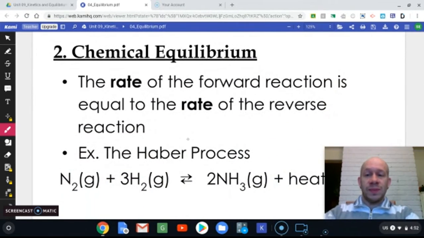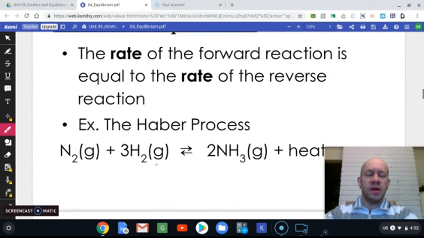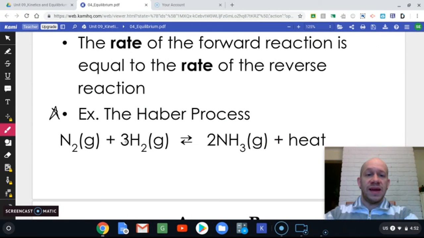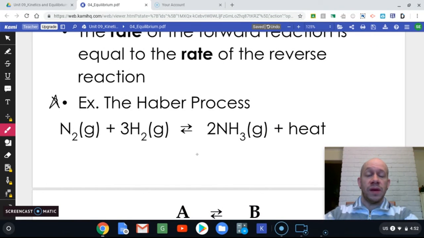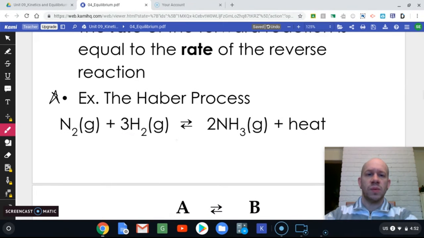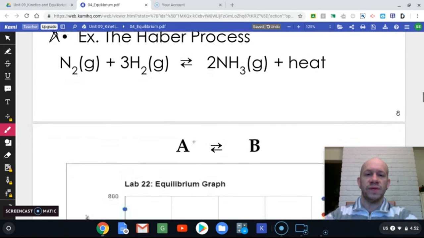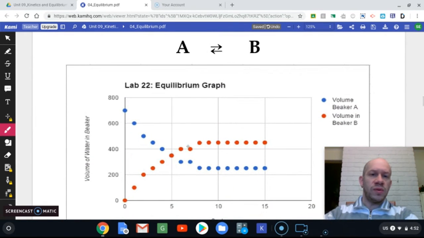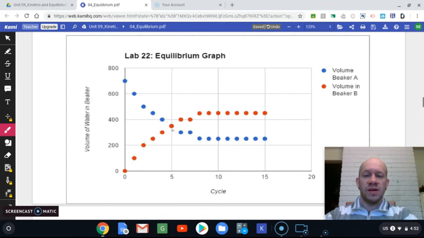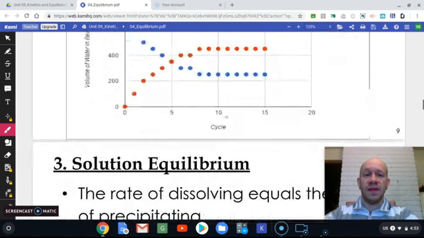The second type of equilibrium is the chemical equilibrium, where the rate of the forward reaction is equal to the rate of the reverse reaction. For example, the Haber process, where I take nitrogen and hydrogen and produce ammonia. This is a very important process in producing fertilizer, and it was one of the ways that we were able to increase our food production across the world. You demonstrated this doing that lab with the colored solutions, where we saw the volume in beaker A reduce and the volume in beaker B increase until they reached an equilibrium where the rates of the back and forth were the same, even though the amounts within them were not the same.